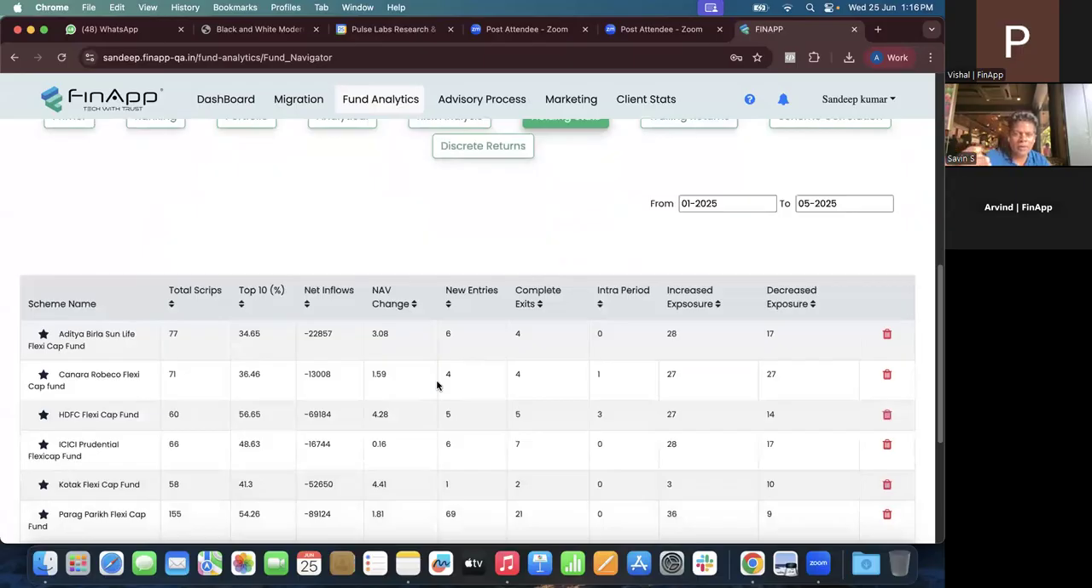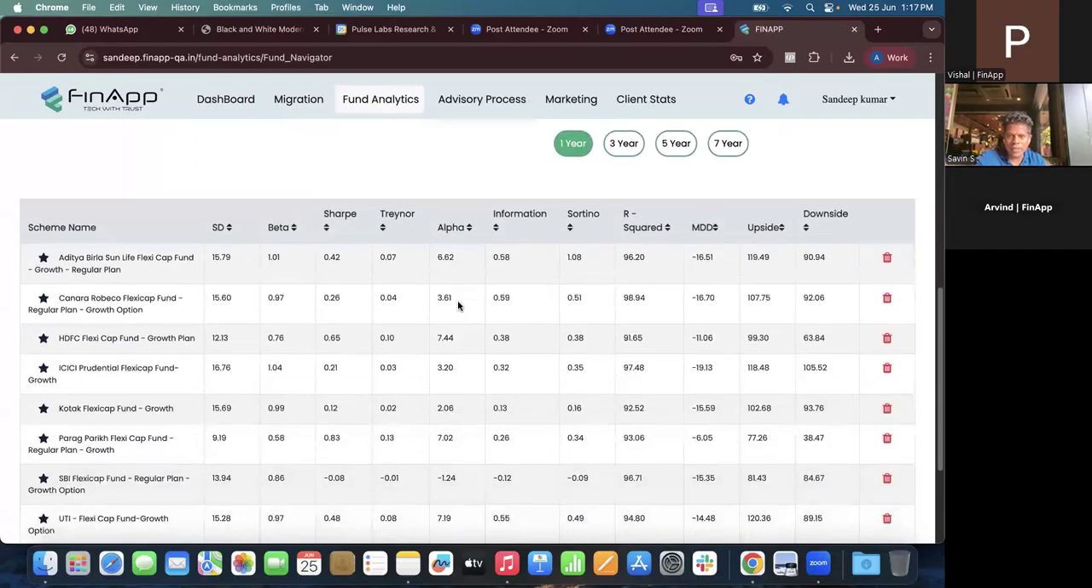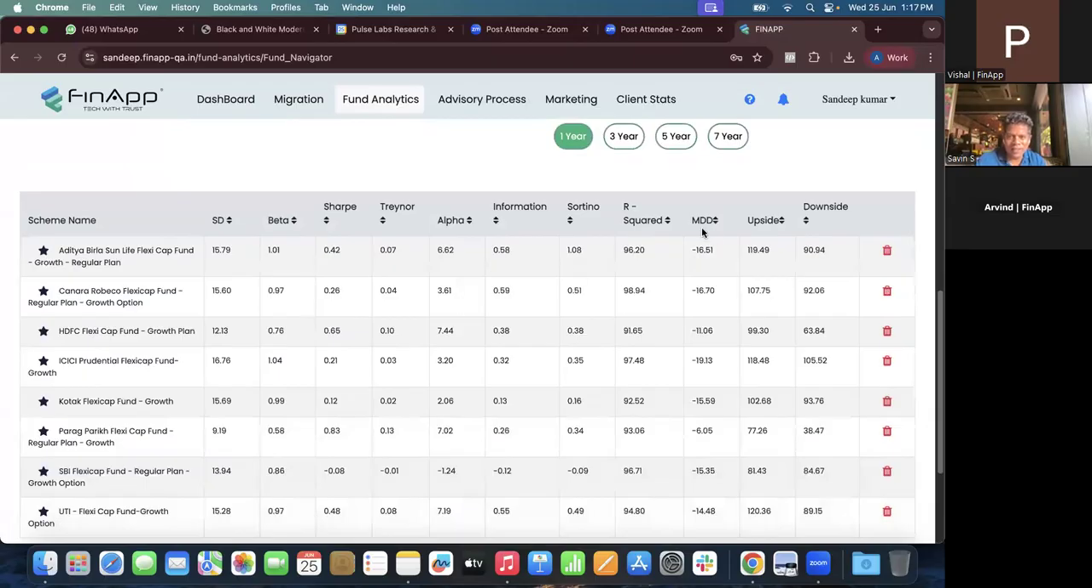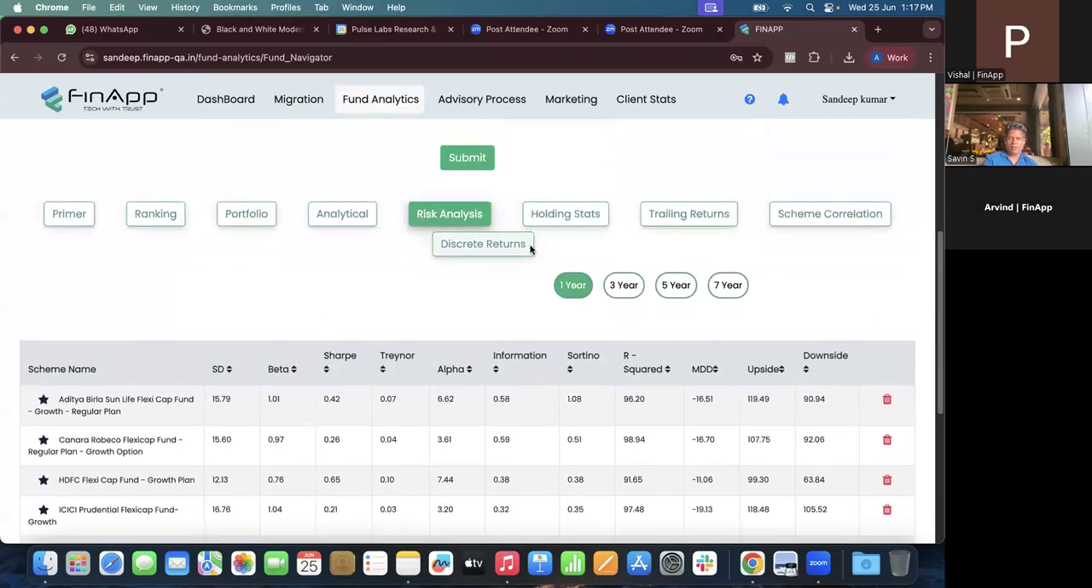Sir, come back to one second. So here you mentioned upside and downside. So maximum drawdown, upside, downside, understood. R square, Sortino, information, alpha, Treynor, Sharpe, beta, standard deviation. Understood.